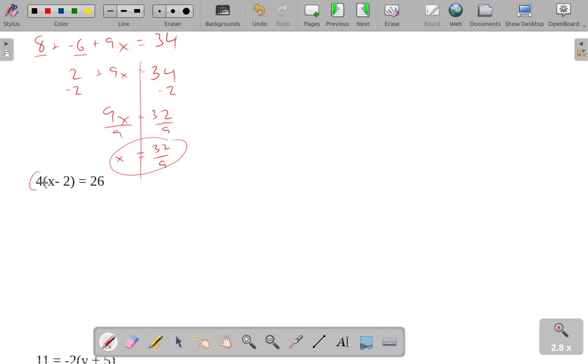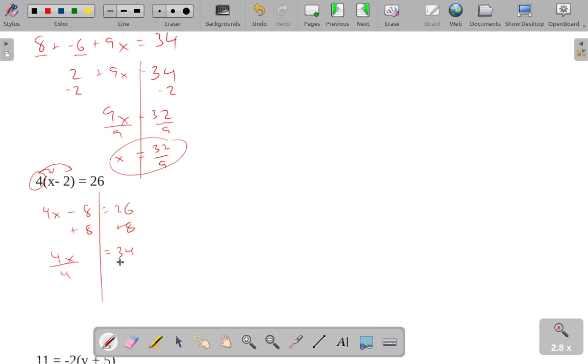Alright, in this example, I need to distribute the 4 through these parentheses. That doesn't necessarily have to be the way I'm going to go about it, but that is the general recommendation that I made to you. If you can simplify, you start by simplifying. So we get 4x minus 8 equals 26. I'll add 8 to both sides to get rid of that 8. Gives me 4x equals 34.